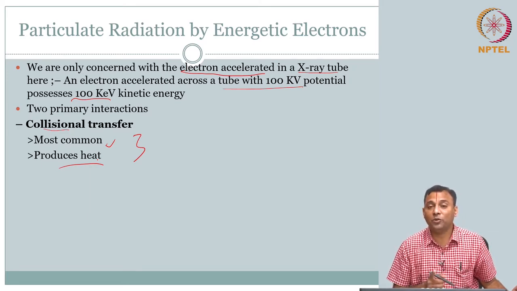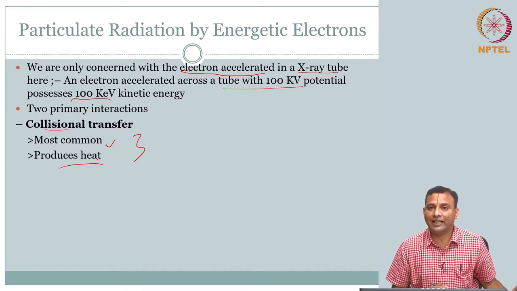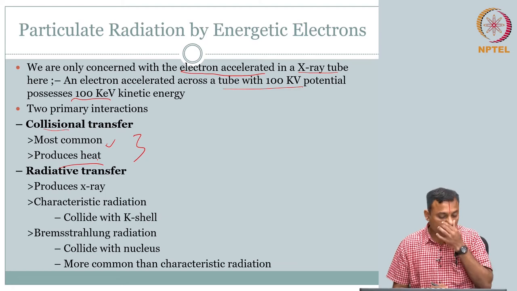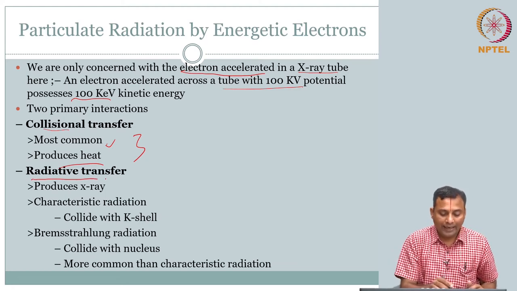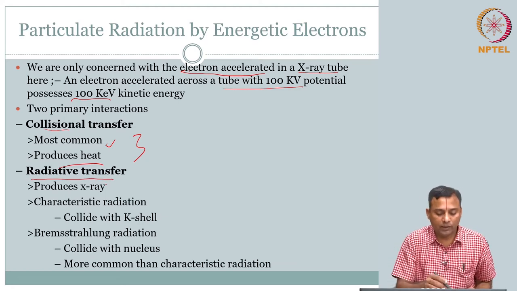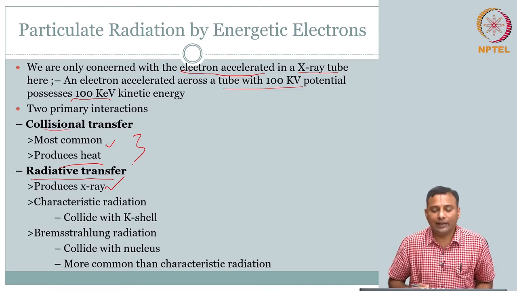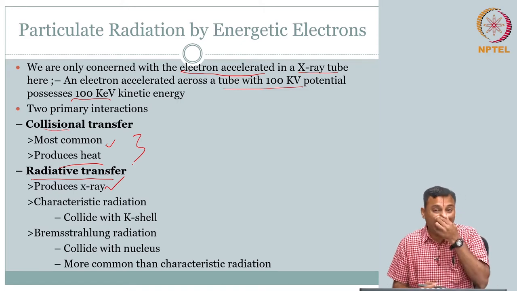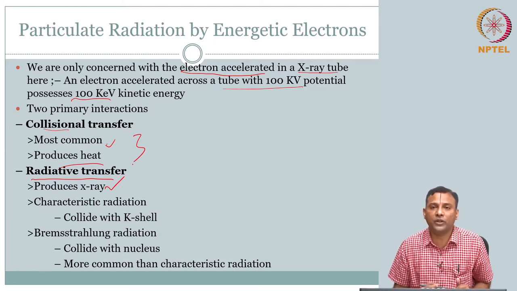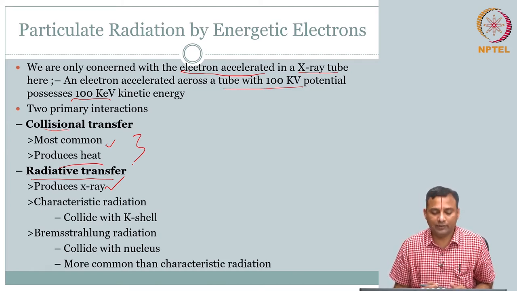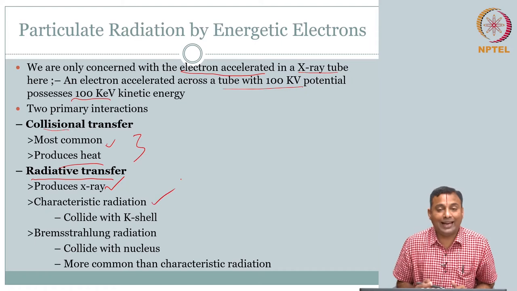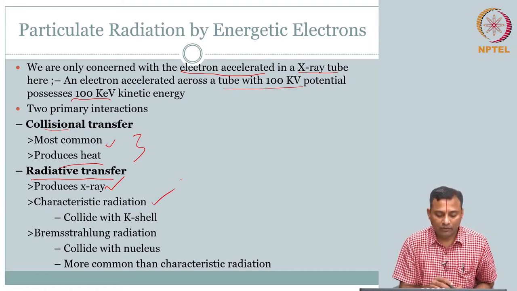For us, we need to produce X-rays, or energy that comes out in the X-ray range. So, that is going to happen due to radiative transfer. This is the one that produces X-ray. Of course, even there, in that radiative transfer, there are two kinds of mechanisms or two phenomena through which X-rays are generated. One is going to be the characteristic radiation.